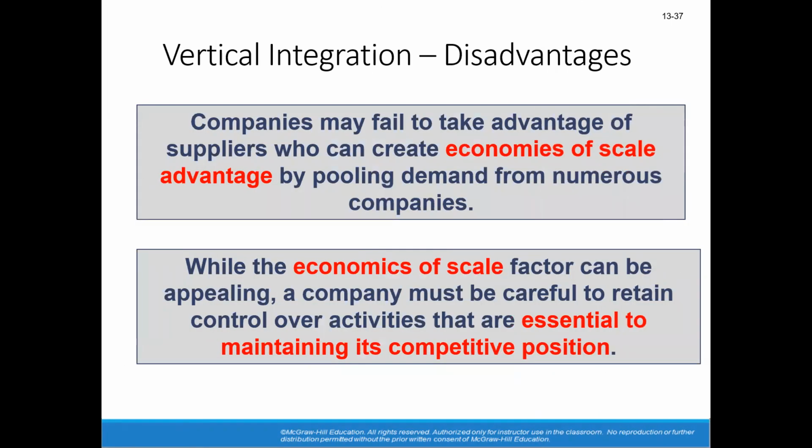The disadvantages of vertical integration is that companies could fail to take part in the suppliers that can have maybe a cheaper product, because these other companies can pool various more inexpensive products together. While the economies of scale factor can be appealing, a company must be careful to retain control over activities that are essential to maintaining its competitive position. I mean, everything's a trade-off, guys, you know?